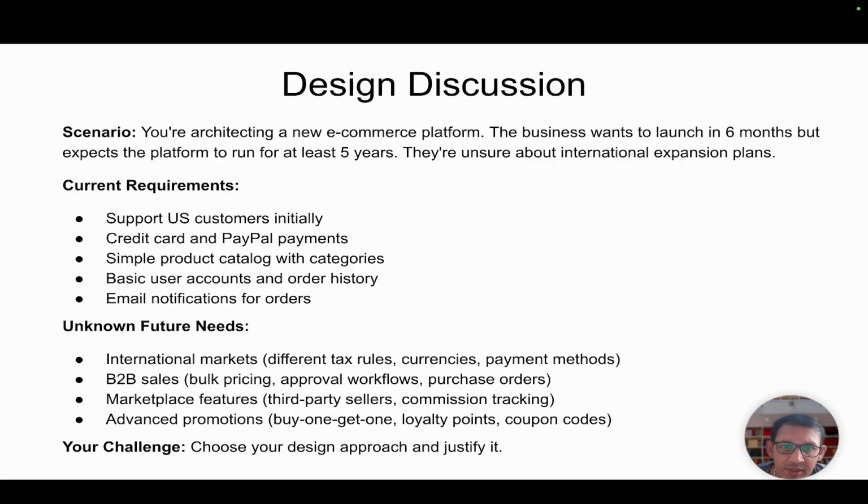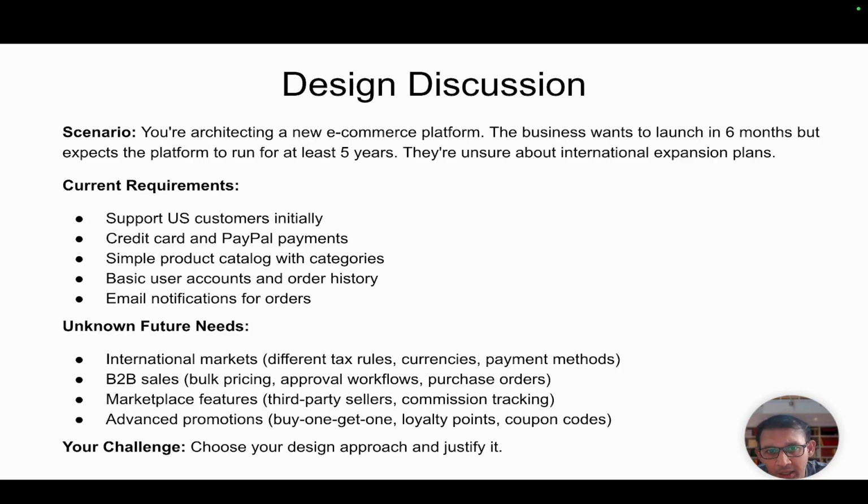Now, let me give you a realistic scenario to practice making this decision. You're architecting a new e commerce platform. The business wants to launch in 6 months but expects the platform to run for at least 5 years. They're unsure about international expansion plans. Your current requirements include supporting US customers initially, credit card and PayPal payments, a simple product catalog with categories, basic user accounts and order history, and email notifications for orders.